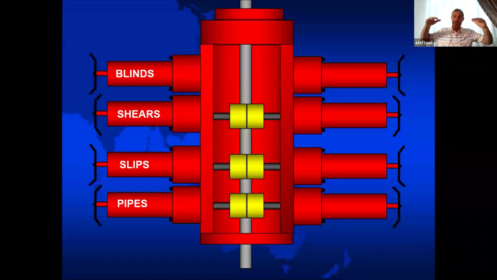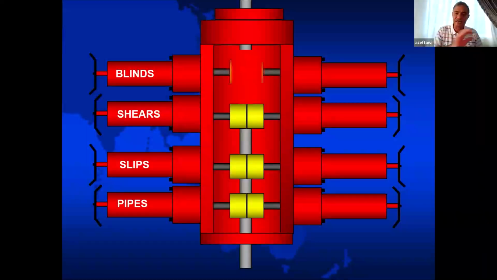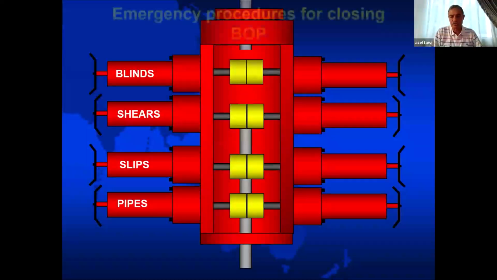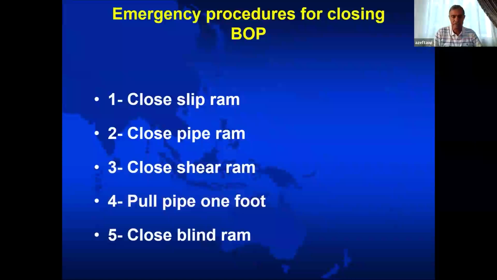Now we need to apply the blind ram, which is on top, but we cannot because there is pipe in. So we have to pull out 1 foot. Then we close the blind ram. Now the well is secured and the pipe is at the surface, in your hand, so you can get it easily rather than drop it and fish it later on. This is the sequence on how to use the BOP.